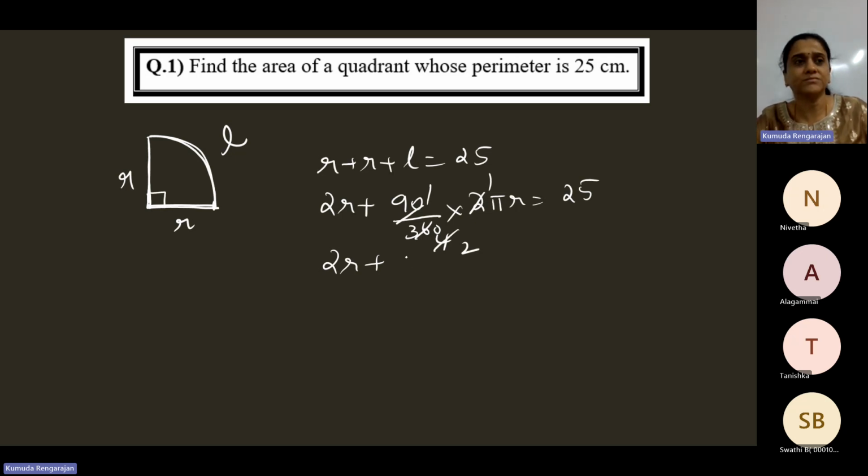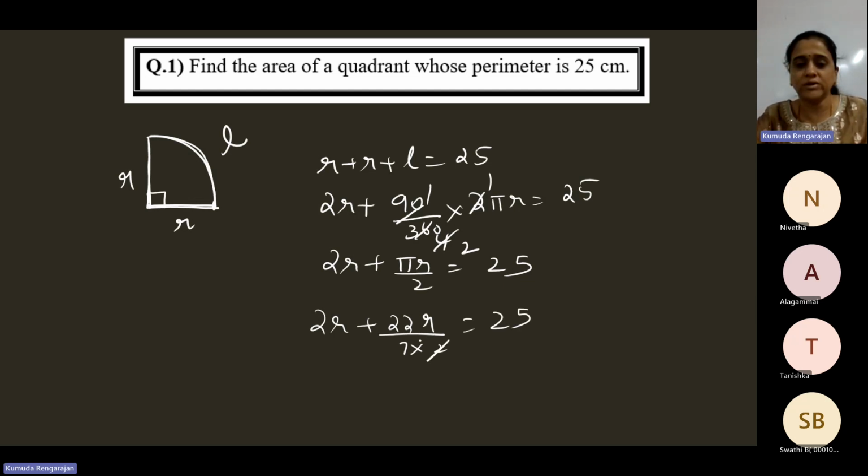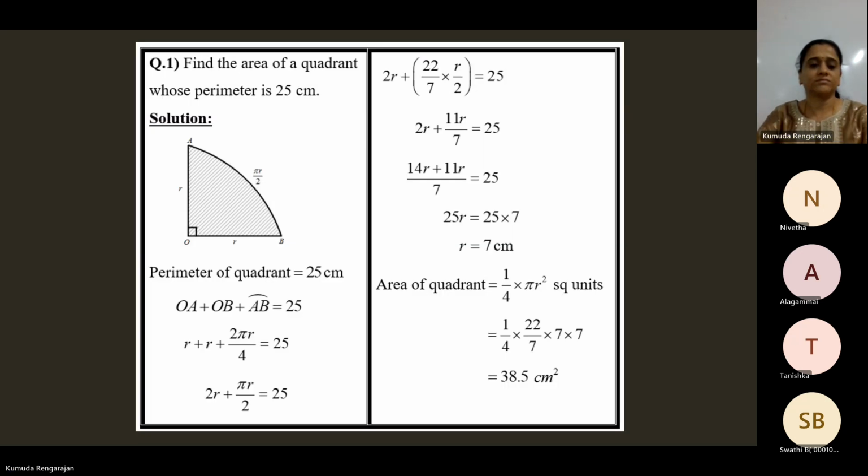So how much will you get? Pi R by 2. So 2R plus pi R by 2 is equal to 25. Here pi is 22 by 7, so 2 and 22 get cancelled, 11. So 2R plus 11R by 7 is equal to 25. We need to continue like this. And area of the quadrant is 1 by 4 into pi R square. Please complete this now, all of you.